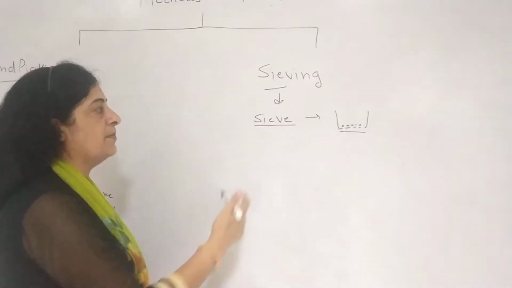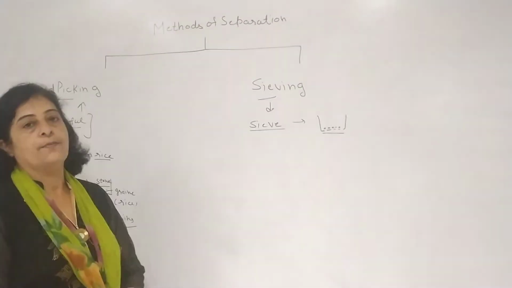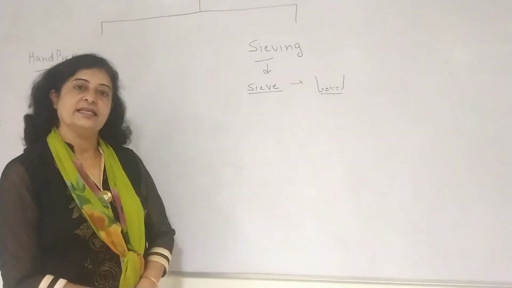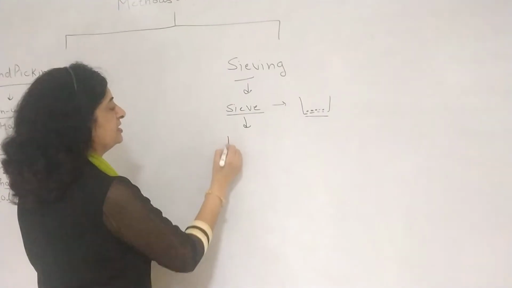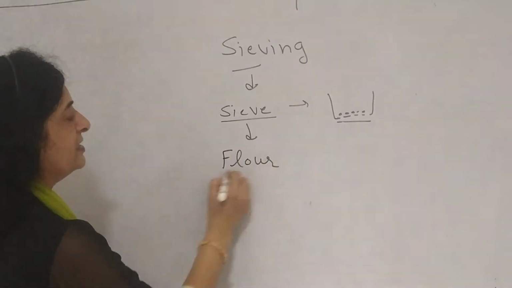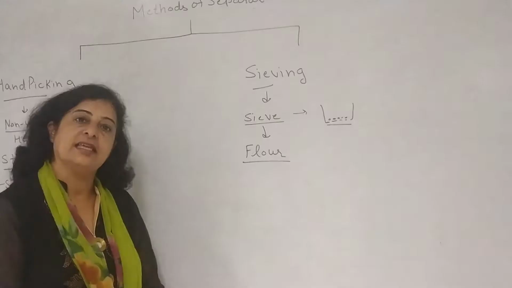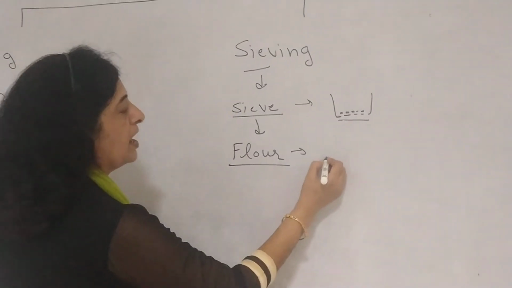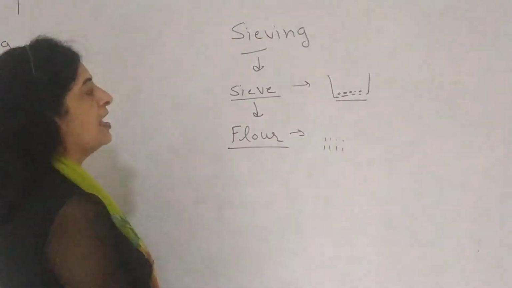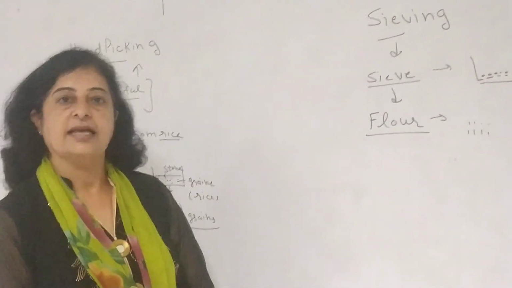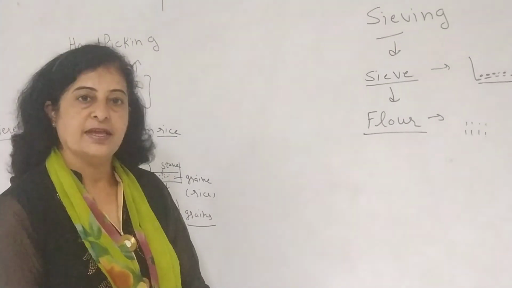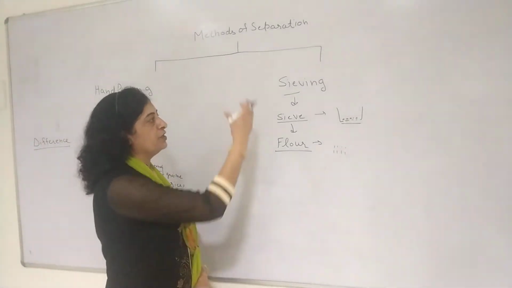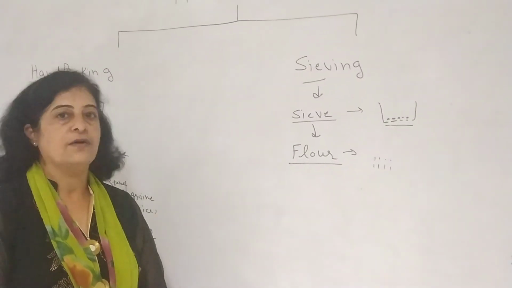So sieving is a method to separate different components of a mixture of different sizes with the help of a sieve. For example, impurities from the flour we can easily separate through the process of sieving. The sieve allows the fine flour particles to pass through its holes, and the impurities remain on the sieve. So if there is a difference in sizes, one particle bigger and one smaller, then we can easily separate them through sieving.